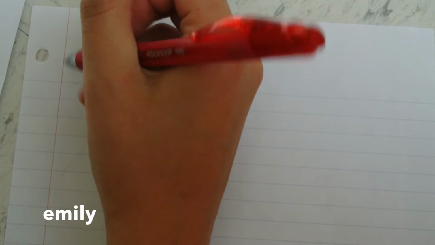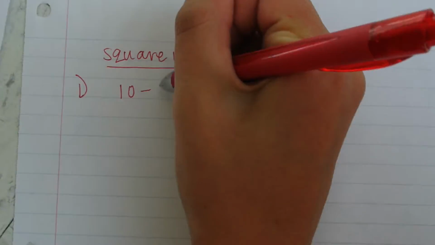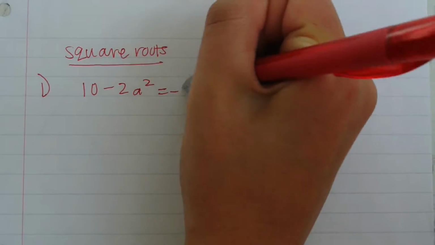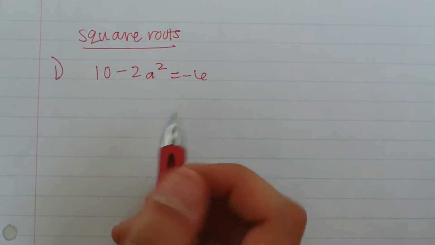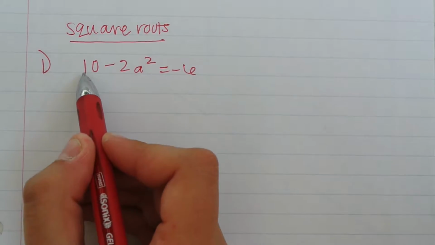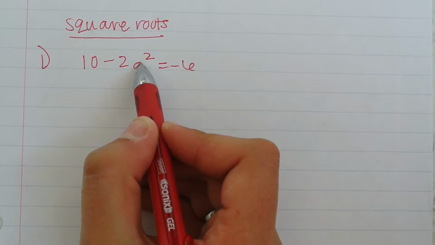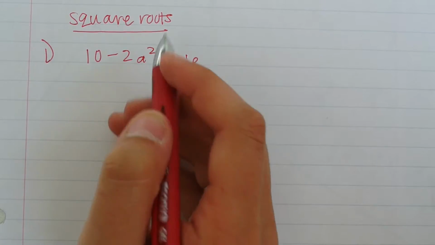So we're gonna first solve each equation by taking square roots. Our first problem will be 10 minus 2a squared equals negative 6. To solve this problem by using square roots, we need to first get all of our numbers on one side, leaving our letters on the other side.